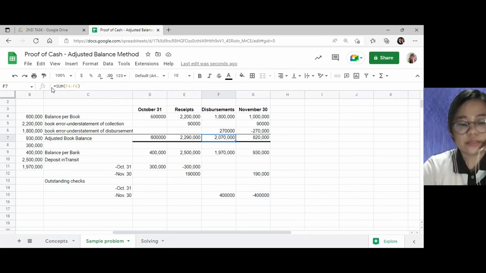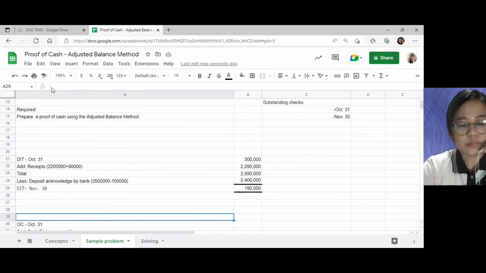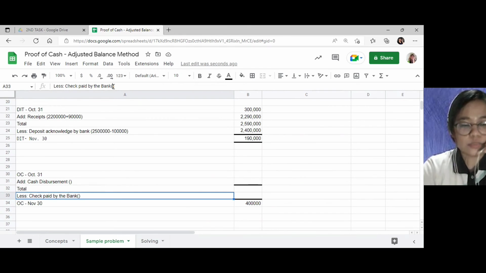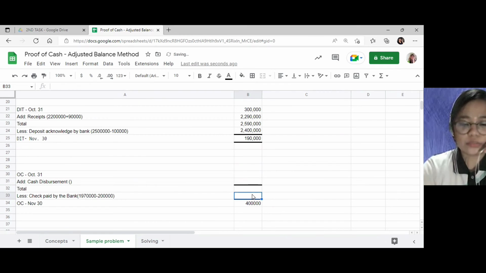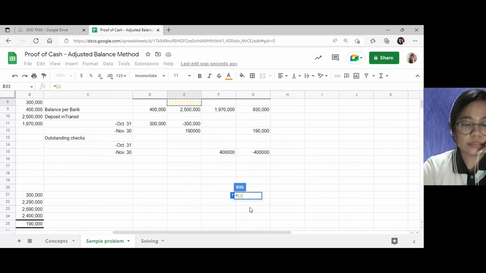So, hindi siya entity. So, check lang natin kung asan ba natin makukuha yung check statement by the bank. Tignan lang natin yung ating mga bank debit o bank disbursement. In this case, 1,970,000. Take note again that there is a bank error. Okay? Kasi sumobra yung 200,000. Sobra itong 200,000, kasi yung check ni Beeline na debit din doon sa account ni Beehive.